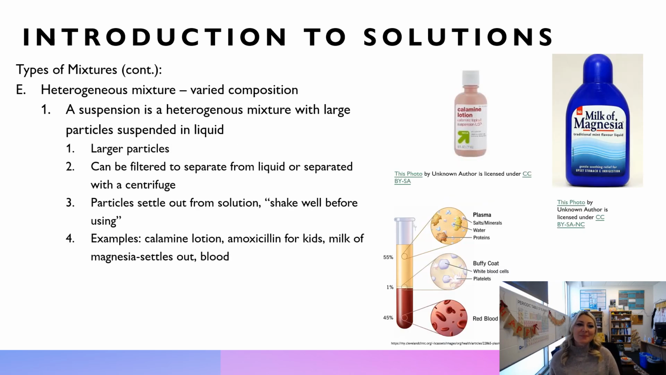Shifting over to our other type of mixture, we have the heterogeneous mixtures, which are varied composition. So a suspension is a type of heterogeneous mixture, and it's going to have large particles suspended in liquid. Again, these are much larger particles than what you'd see in a solution or a colloid. You can actually separate these out using either a filter or a centrifuge. And a centrifuge is a machine that spins a liquid at a very fast rate. And so whatever the heavier particles are tend to go towards the bottom of your centrifuge tube, and the lighter particles are on top.